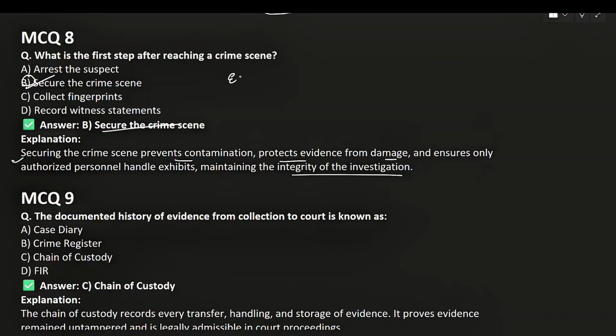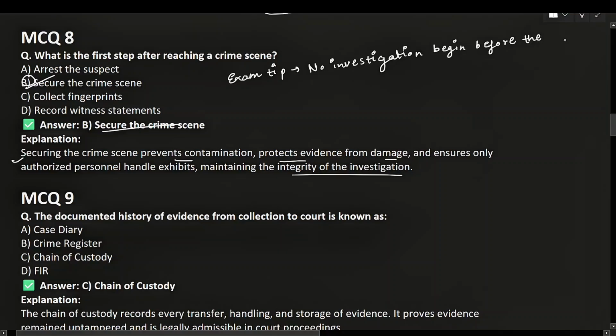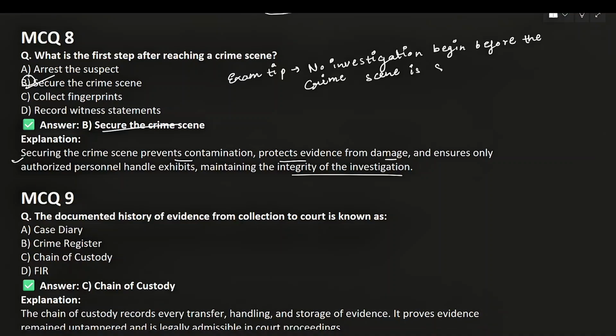So here is the exam tip: no investigation should begin before the crime scene is secured. This is the example. Let's move to question number 9.